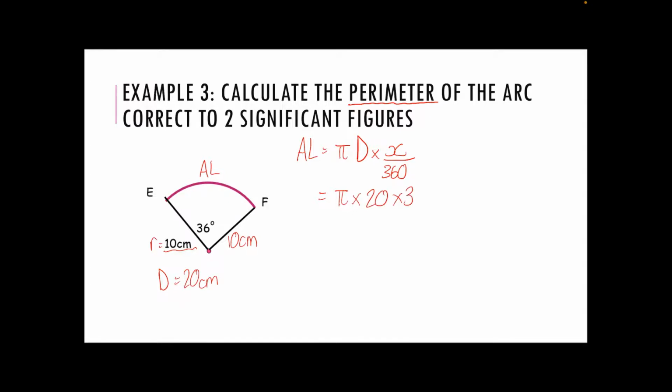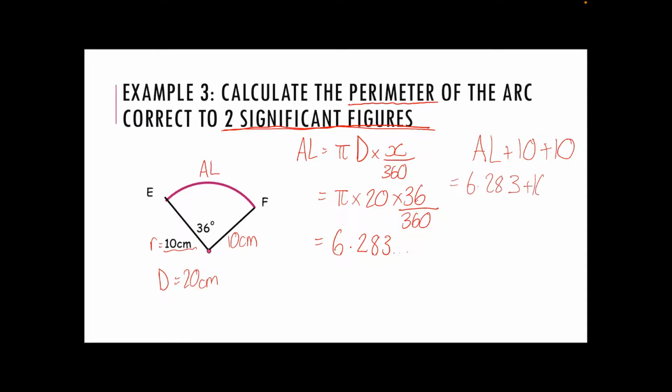So times by 20, 36 degrees out of 360. And that should give us 6.283. We've been asked for two significant figures, but I'm just going to leave it just now until I get to the end of my question. Sometimes it can affect your answer if we round too early, so I'm just going to leave it as 6.283. Our perimeter then is going to be our arc length plus the 10 centimetres plus the 10 centimetres. So that is our 6.283 plus 10 plus 10.